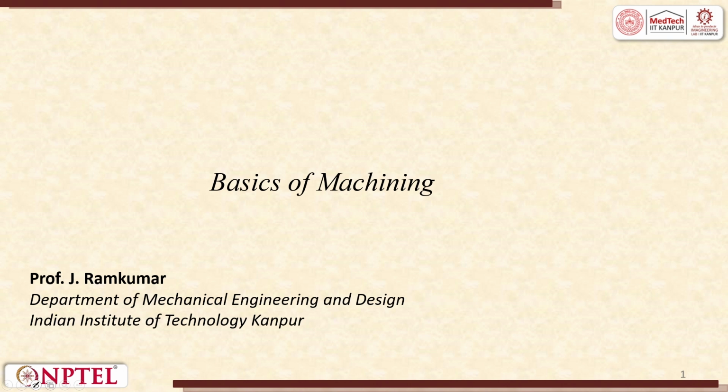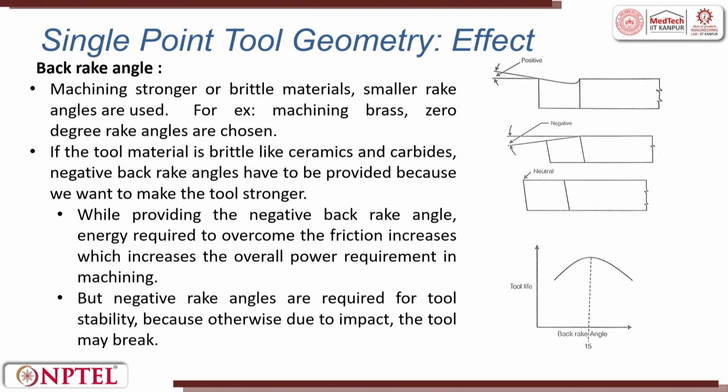Welcome to the continuing lecture in basics of machining. Now, let us try to see the effect of these angles. So, this is the rake angle. Now it is called a positive rake angle, this is called a negative rake angle, and this is called a neutral or zero rake angle.